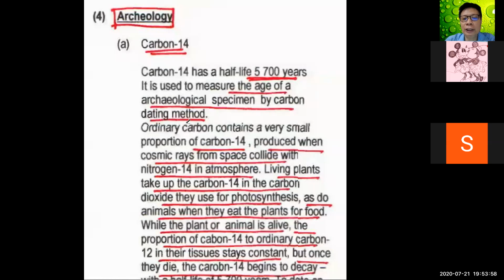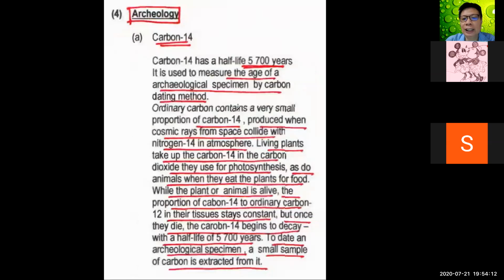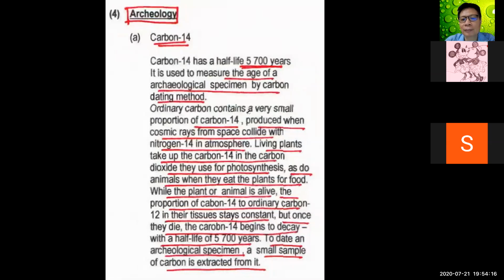Okay, originally, carbon contains very small proportions of carbon 14. In the sky, we have carbon dioxide. That one is carbon 12, the normal one. This carbon 14 is an isotope, so it's radioactive. Okay, it is produced when cosmic rays, the sunlight from space, collide with the nitrogen in the air, so it can produce carbon 14. It will break the carbon 12 to become carbon 14.